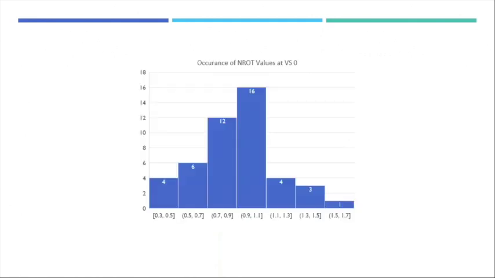So what this shows, though, is that after a 1.1 value for NROT, the frequency of those decreases significantly.